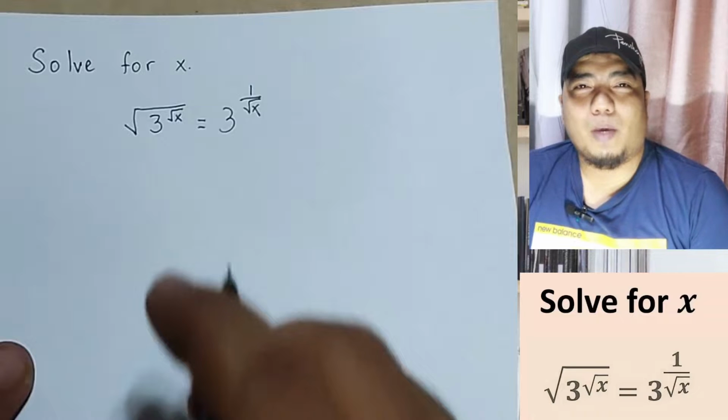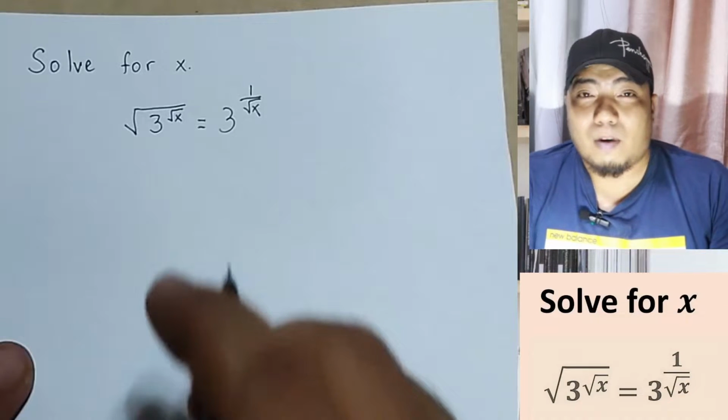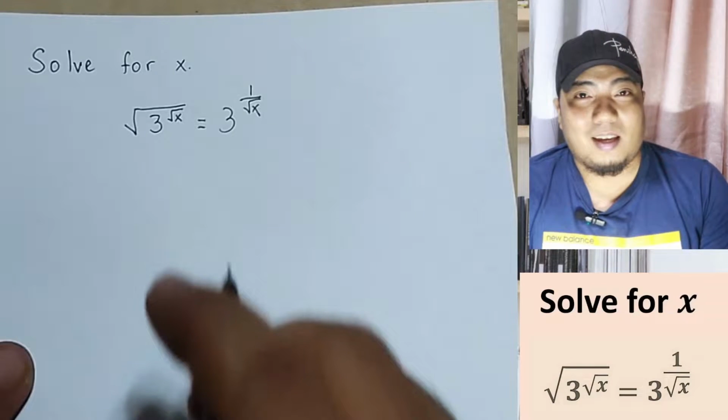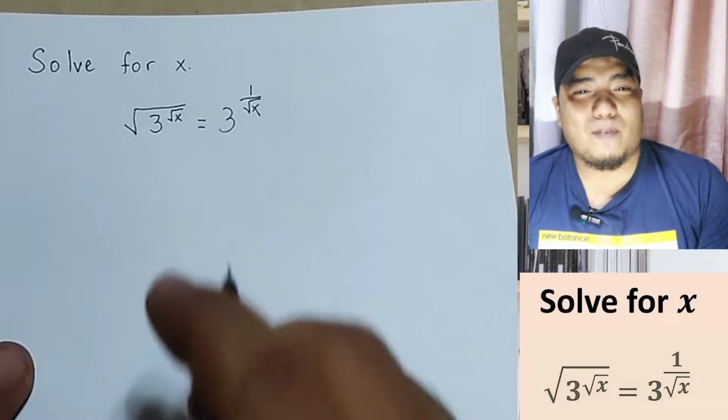Okay, math learners, we have here our equation. The square root of 3 to the power of square root of x is equal to 3 to the power of 1 over square root of x. So how do we solve for the value of x?